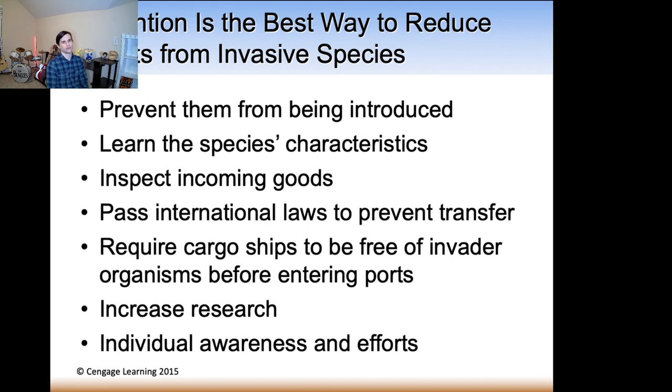We can make it illegal to move things from place to place. That's a big deal. We got lots of Burmese pythons in this country. We don't need to import anymore. Pretty easy on that one. We can require cargo ships to be free of different things. We can inspect them, cause them to dump their ballast out in the ocean, all kinds of different things. And we can just increase research, and just tell people about different types of invasive species and what they can do to help inform and control the spread of these different types of things.